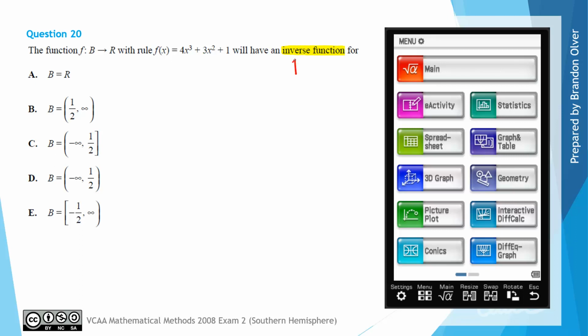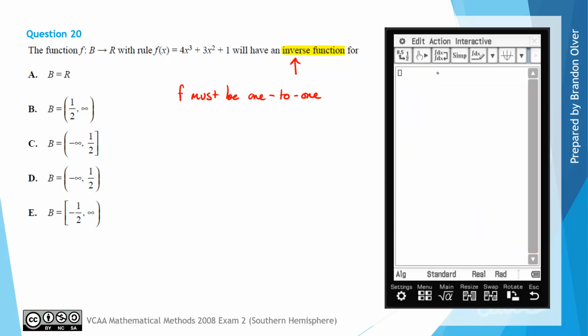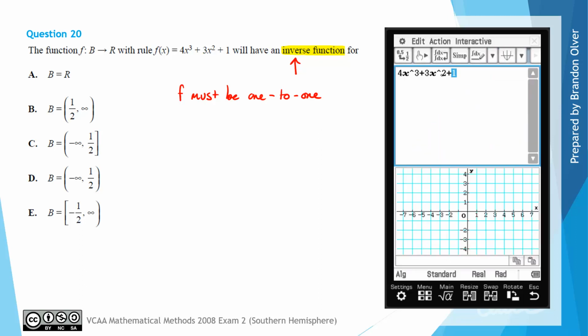So to have an inverse function, we need the original function f to be 1 to 1. So to work out how we can restrict f to be 1 to 1, we can use a calculator to sketch the graph of f. On the CAS calculator, go into the main menu. Next, we want to type out the expression for f of x, so that's 4x to the power of 3 plus 3x to the power of 2 plus 1. Next, we want to hit the graph button so that we can sketch a graph of this.